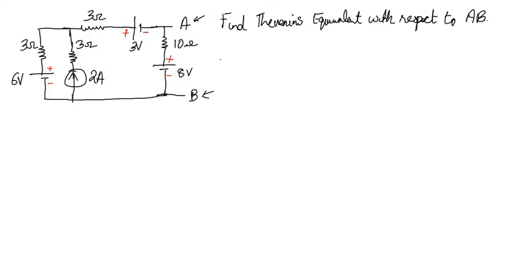Thevenin's equivalent means you need to convert this circuit into a format in which a voltage source is in series with a resistance like this, and the left side of AB can be replaced with a format like this. This is called VTH and this is called RTH. So this is how we convert a circuit into Thevenin's equivalent. So how can we do it? That is what we are going to discuss.